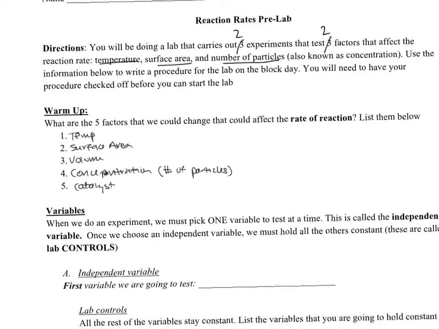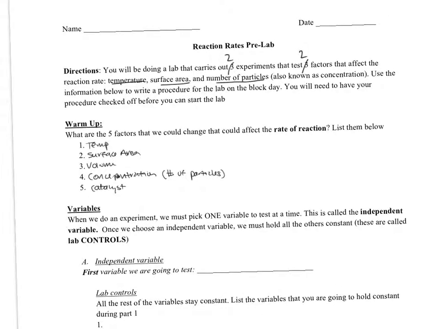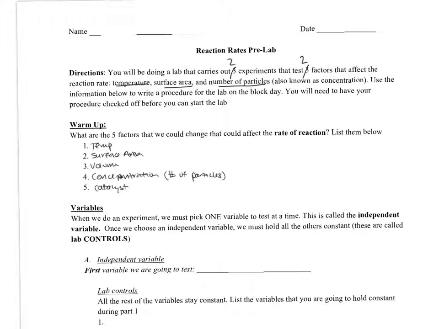Okay, so when we do an experiment, we have to pick only one variable to test at a time. Only one. You can only do one variable at a time. A lot of students want to do all of these at a time, but you want to make sure you just pick one at a time. If you want to test more than one variable, you just go ahead and you do multiple experiments.